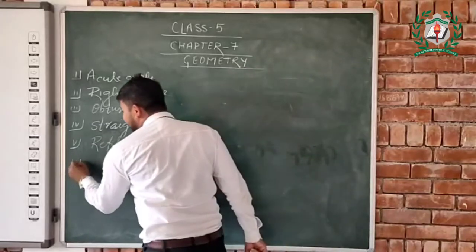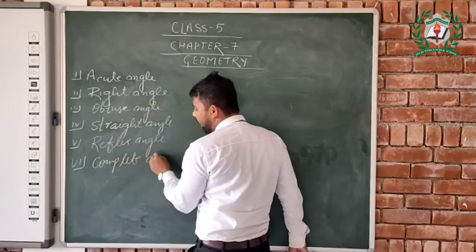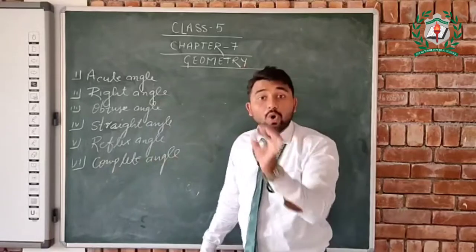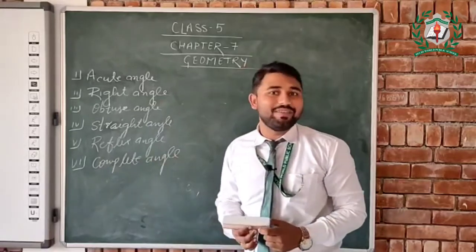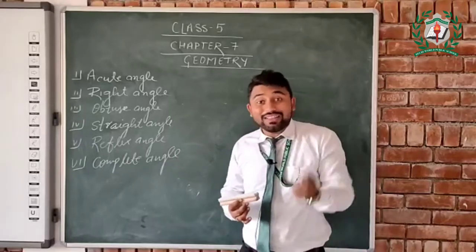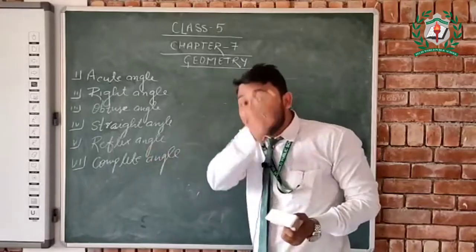And the last and final is complete angle. Complete angle means a whole circle. It means an angle which is equal to 360 degrees. Whole circle means complete angle.